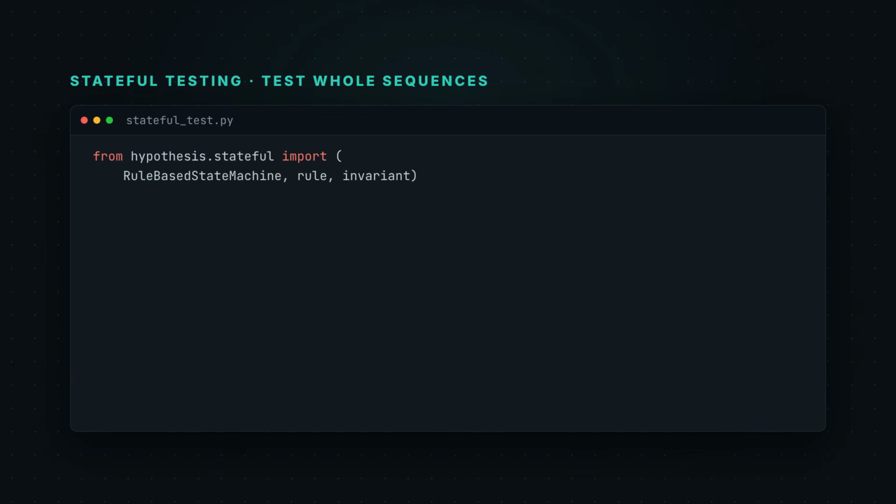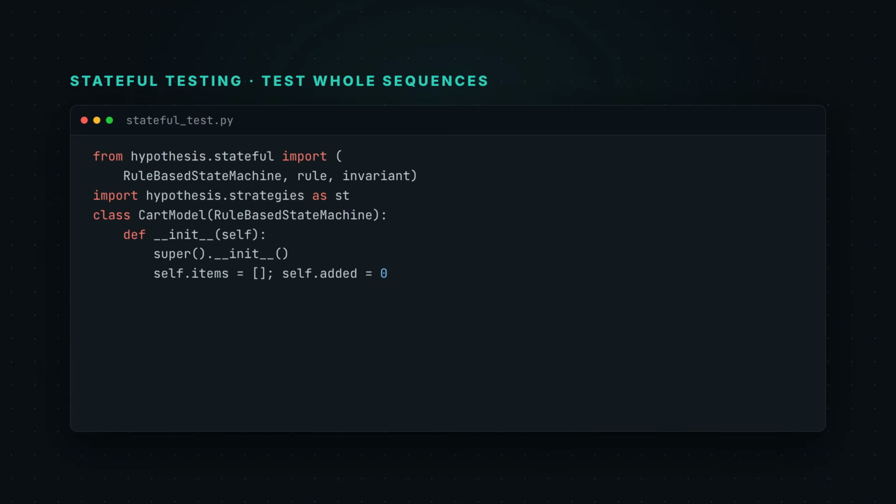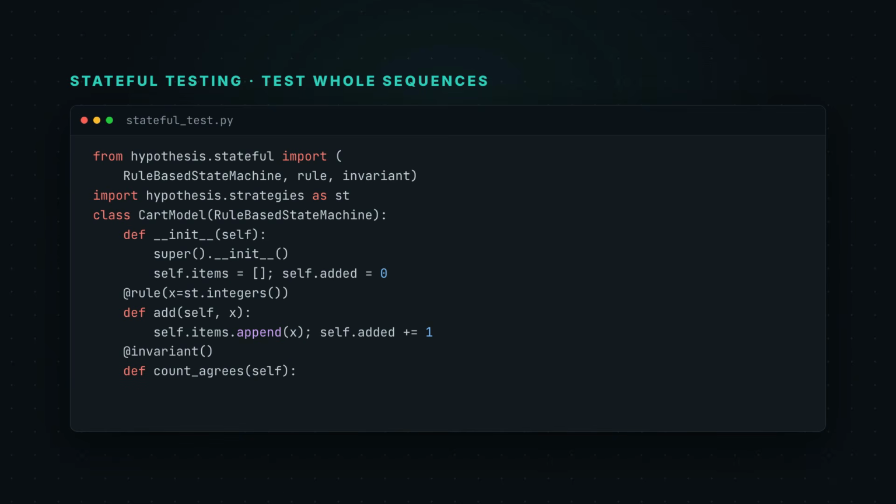Single inputs are one thing, but the nastiest bugs hide in sequences. So, Hypothesis can drive a whole state machine. You mark methods as rules. Add pushes a random integer and counts it. You mark checks as invariants. Count agrees says the number of items must always equal the number you added. Then Hypothesis generates random sequences of these actions.